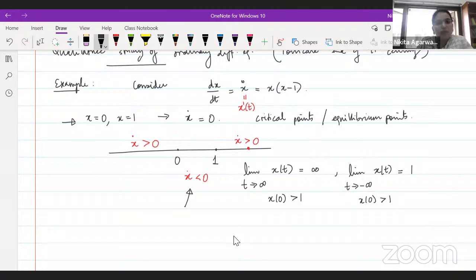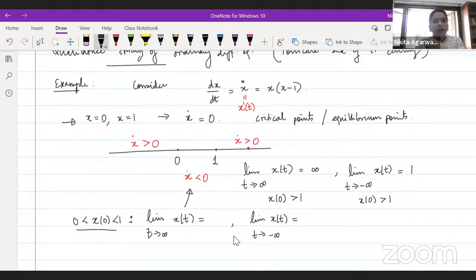When you are in this domain, then also you can write the limit as t goes to plus infinity of x of t and the limit as t goes to minus infinity of x of t. Now here, when x naught is between 0 and 1, x dot is negative. So that means x of t is decreasing if you take a point here. Which means, by the same idea that you can't cross 0 and 0 is a critical point, if t goes to infinity, then this goes to 0. And if t goes to minus infinity, then it goes to 1.